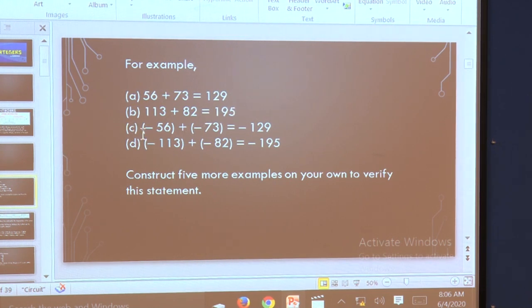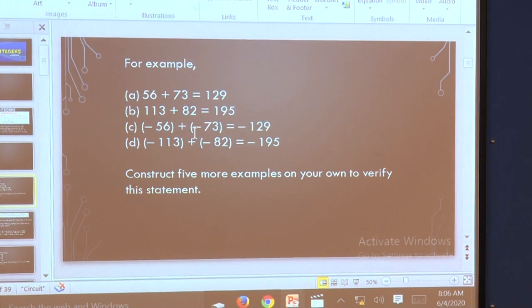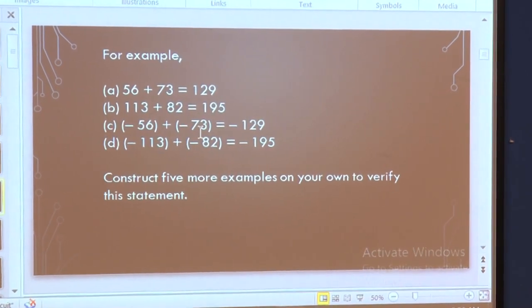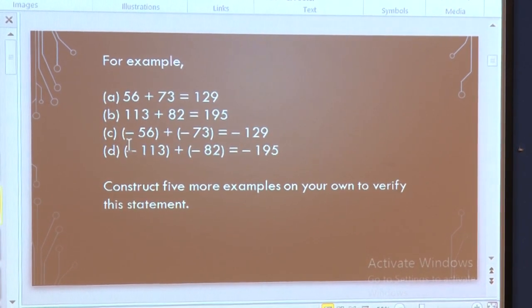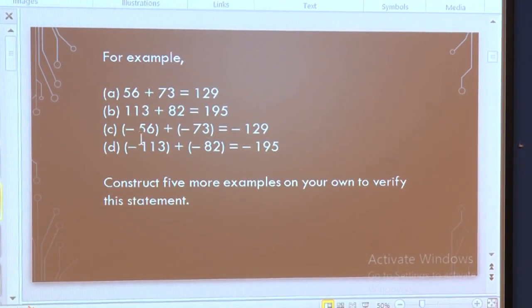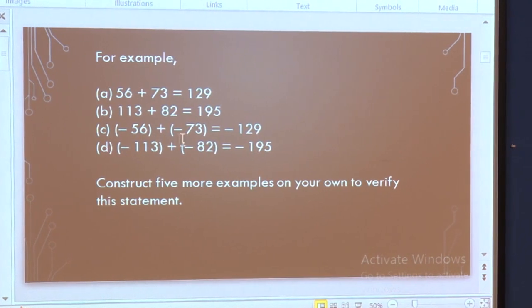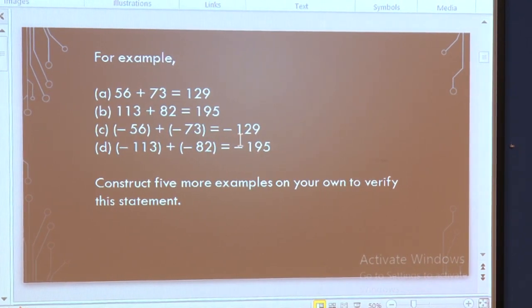One example is where we are going to add two negative integers. So minus 56 plus minus 73 is equal to minus 129. Here what have we done? We have done the simple addition of 56 and 73, that is 129, and when you are adding negative integers, we get a negative integer.